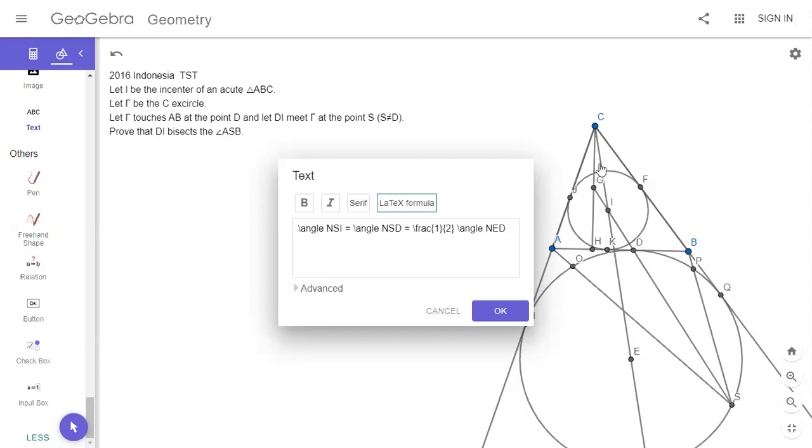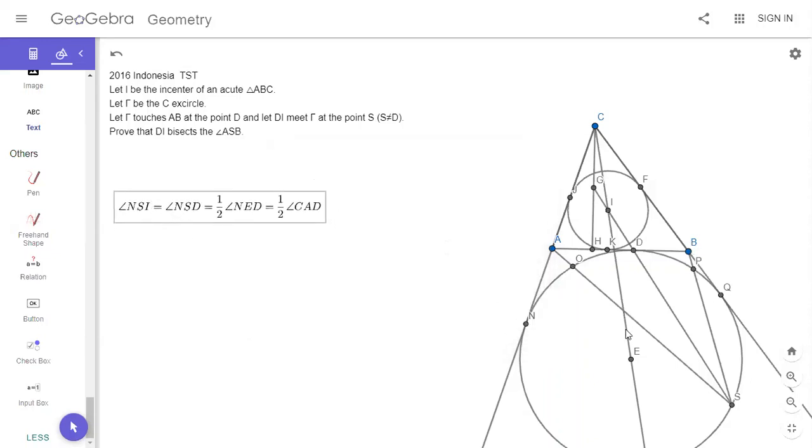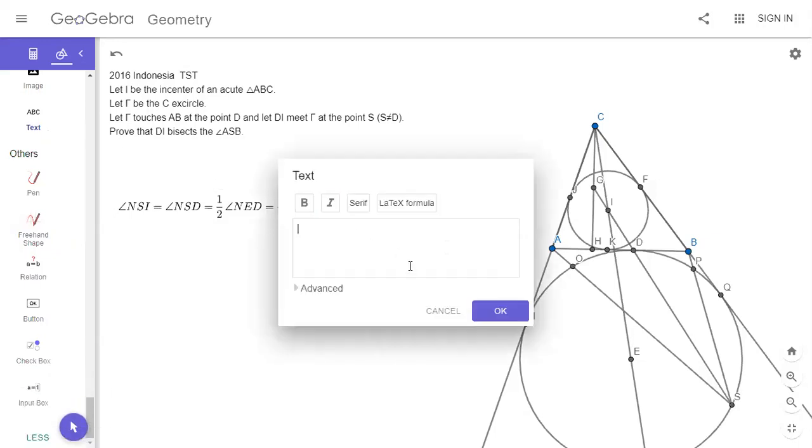And half of angle NED is half of angle CAD. All right, so second, first of all, maybe I should write this first.